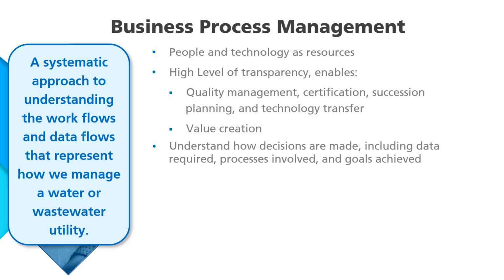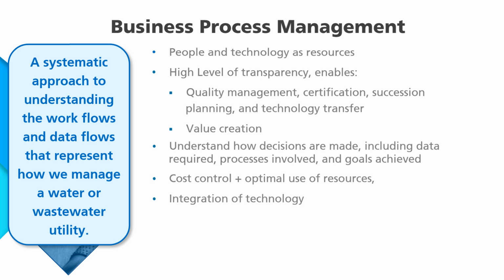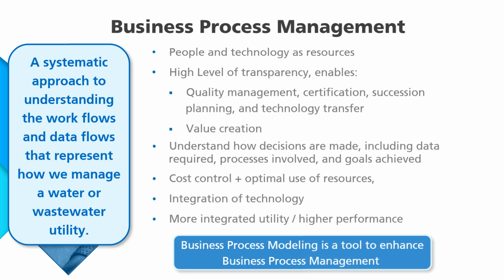Business process management forces us to understand actual and potential activity-based and resource-based costs so that we can keep these costs under control, and understanding resource allocations enables more effective and efficient planning for optimal use of resources. With technology advances occurring rapidly, business process management enables us to identify where technology is best applied and where it is not a feasible alternative, especially from a cost perspective. All of these features enable utility managers to envision and realize a water or wastewater utility that is more integrated and higher performance. Business process modeling is a tool to enhance business process management.